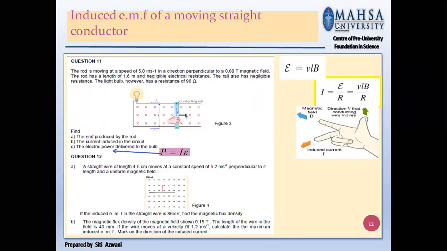So next, let's do the last part here. You have an induced EMF of a moving straight conductor. You have question number 11, number 12, and number 15, which are under this part, induced EMF of a moving straight conductor. You can induce an EMF when you are cutting the magnetic field B.